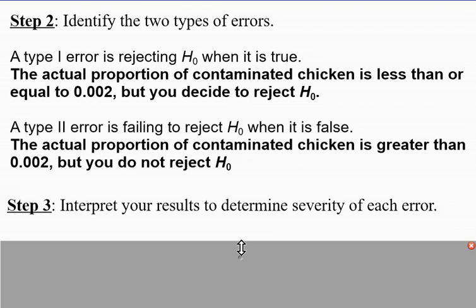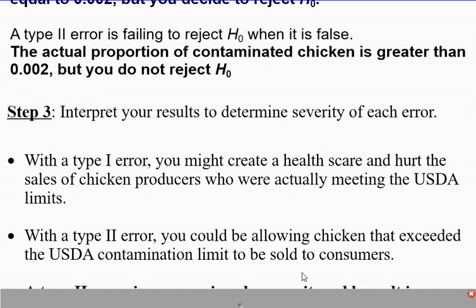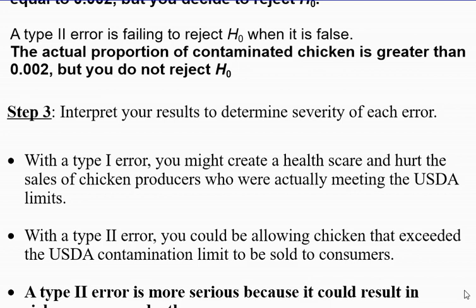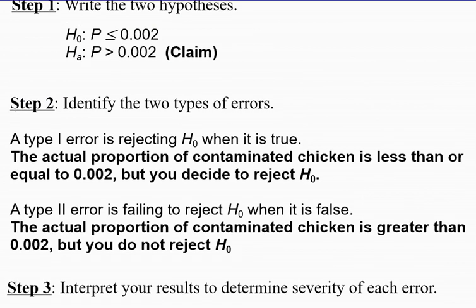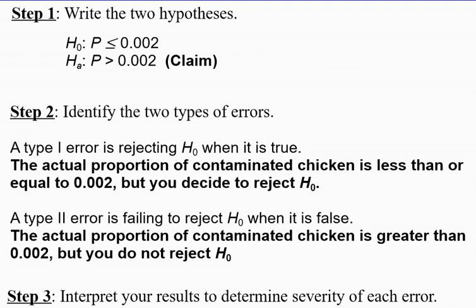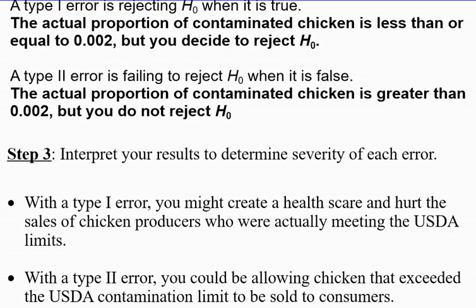Step 3, interpret our results and determine the severity of each error. So with type 1 error, that would mean that we create a health scare and hurt the sales of chicken producers who are actually meeting the USDA limits. Because if we were committing type 1 error, we would be saying that there is actually more than 0.2% contaminated when there actually isn't. And so we would be punishing the company, but luckily nobody would be getting hurt.